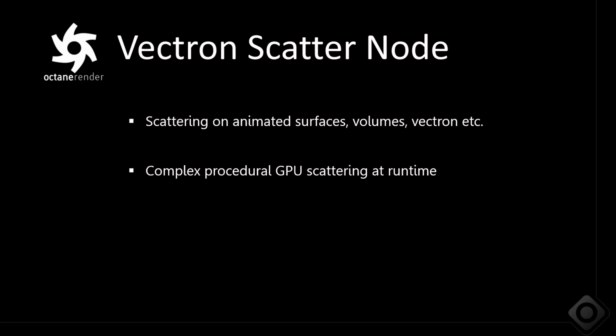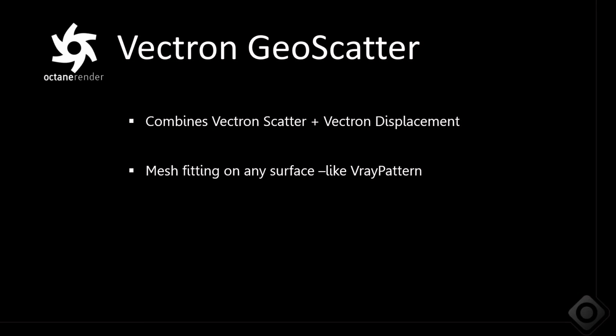But the idea is you can do very complex procedural GPU-based scattering at runtime, and that means no baking for scattering. That means scatter can be infinitely complex. We can start to leverage GPU compute for these things, just like we've done for Vectron itself in other nodes. We're also working on geometric Vectron scattering systems. For example, if you combine Vectron scatter and Vectron displacement, you can do something very similar to V-Ray Pattern, which is basically tileable geometry along the UV coordinates of a mesh for things like weaves and other things that can be done with meshes. So it'll support that.